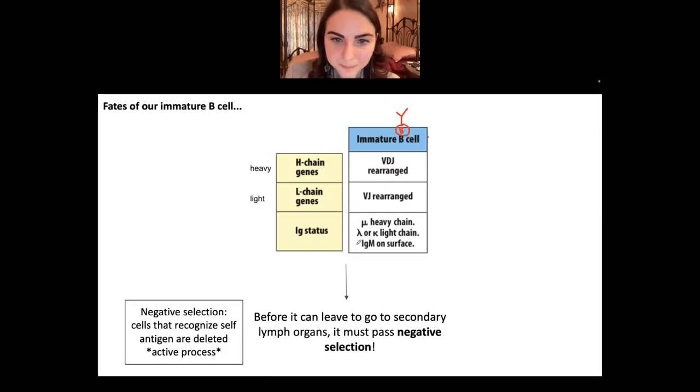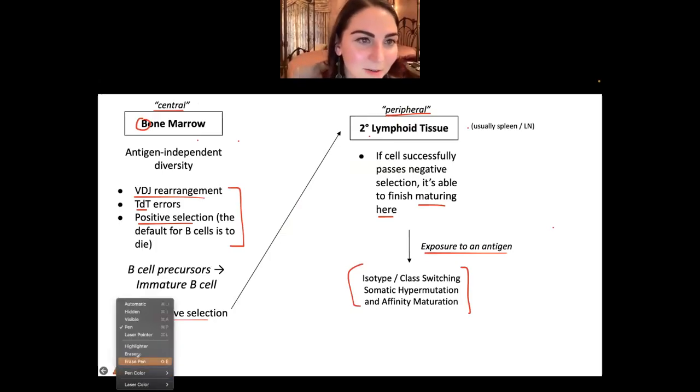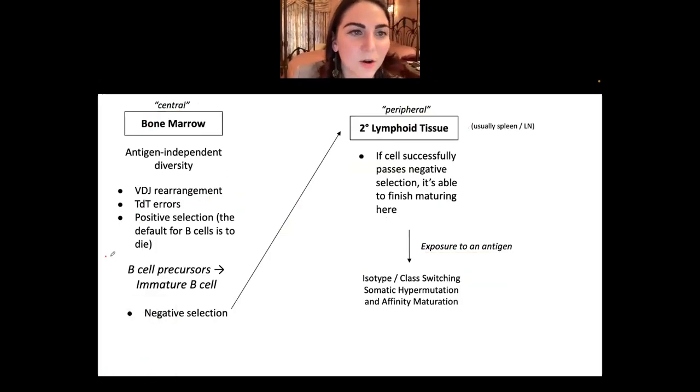So from here, with IgM on its surface, before it can leave to go to the secondary lymph organs, now it needs to pass negative selection. I should have put this little flow chart in here, but this is what we just talked about. When we're going through VDJ rearrangement, we undergo positive selection. We're positively selecting for the B cell to continue on. If we don't select for it, it's not negative selection, it just dies. That's the default pathway, is to die. And once we have our immature B cell, now we're going to go through negative selection. That's what we're going to talk about.